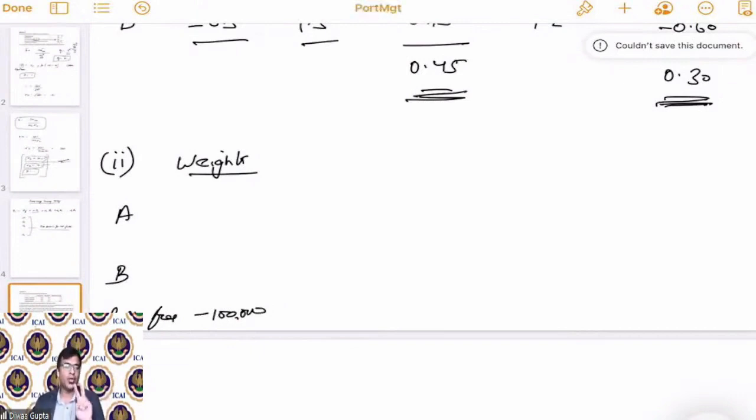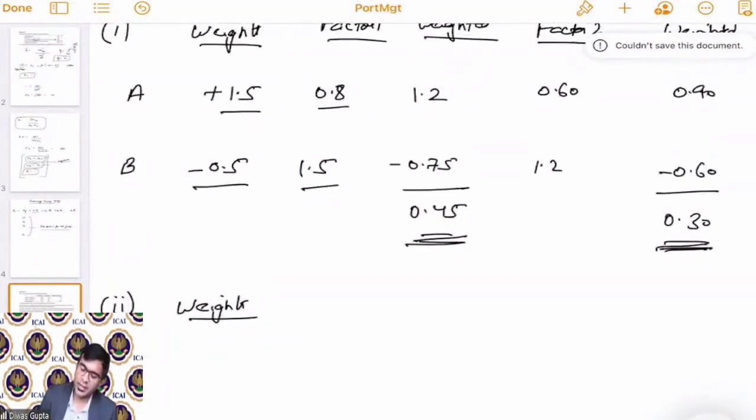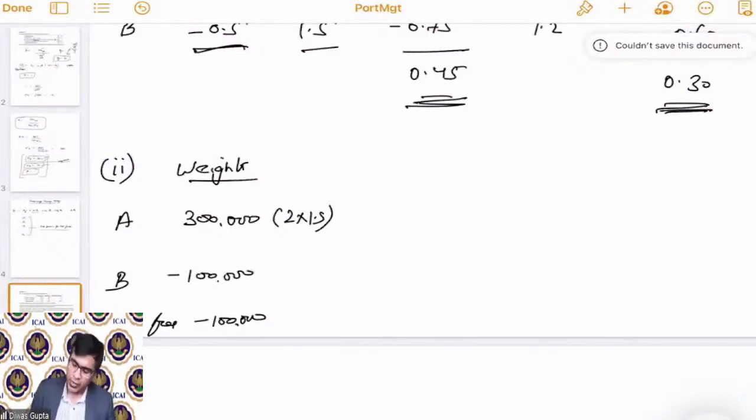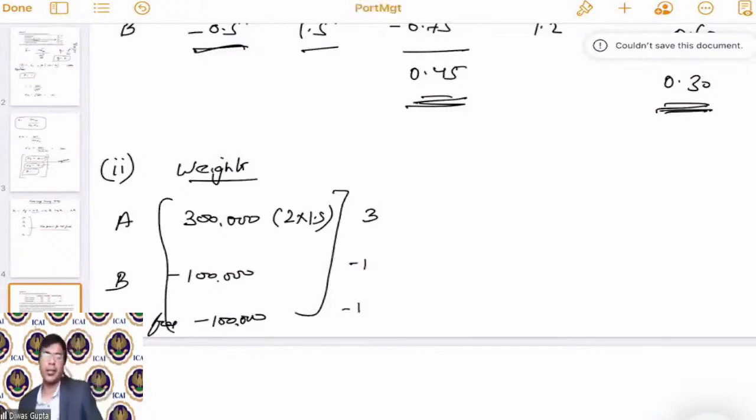1 lakh he already had. So 2 lakh multiplied by 1.5, which is the original proportion, correct? So this comes out to be 3 lakh here, which is 2 into 1.5, correct? And here it comes as 1 lakh negative, correct? So I'm just revising the weights here. It comes as 3, minus 1, minus 1.